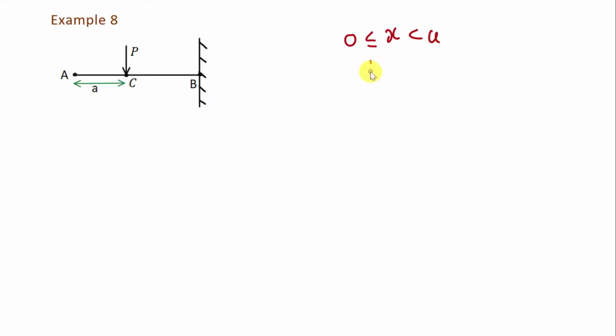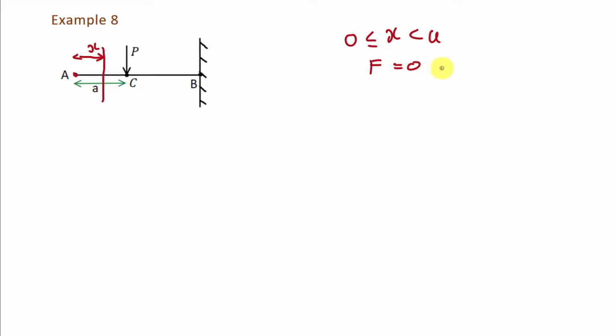In this interval, what is the value of shear force F? To find out shear force, we will take a section in this interval. Let's say this is the section which is at distance x from this end. So if we want to find out shear force at this section, then we have to take the sum of all the transverse forces on the left side of this section. As you can see here, there is no transverse force acting on the left side of this section. So the value of shear force F will be equal to 0 in this interval.